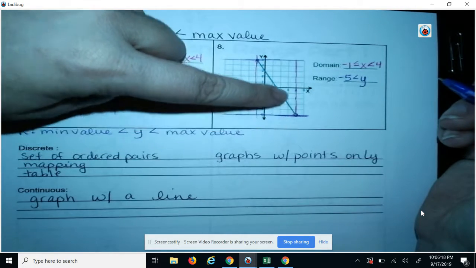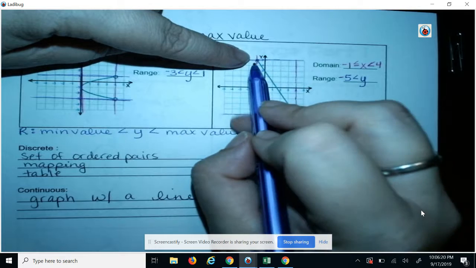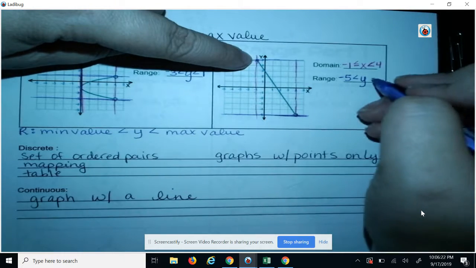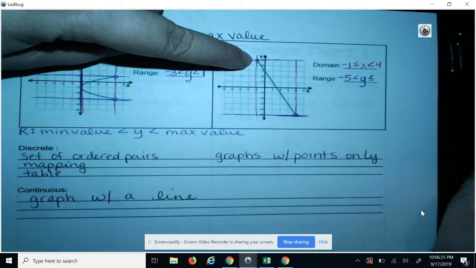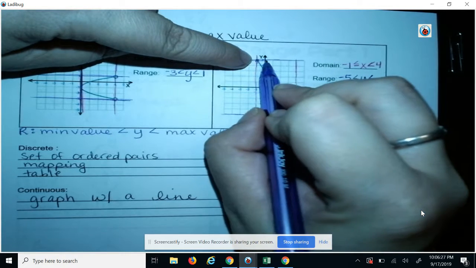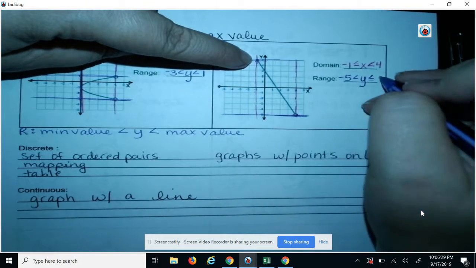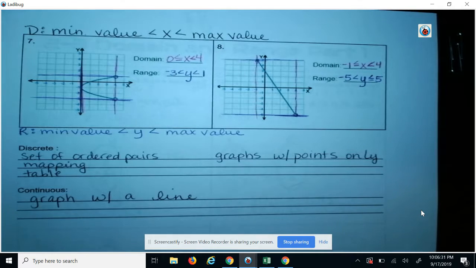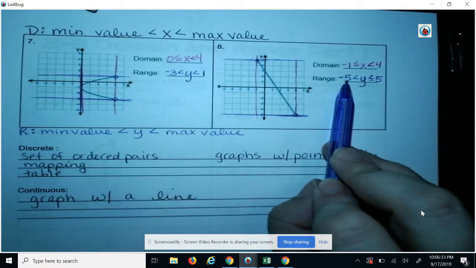And then how high did it go? Way up here with a closed dot. So I have a less than or equal to. And over on the y-axis, it says it's a 5. Okay, so my range is from -5 to +5.